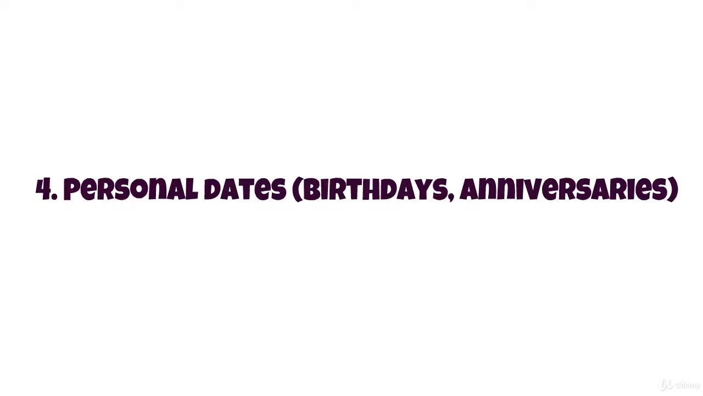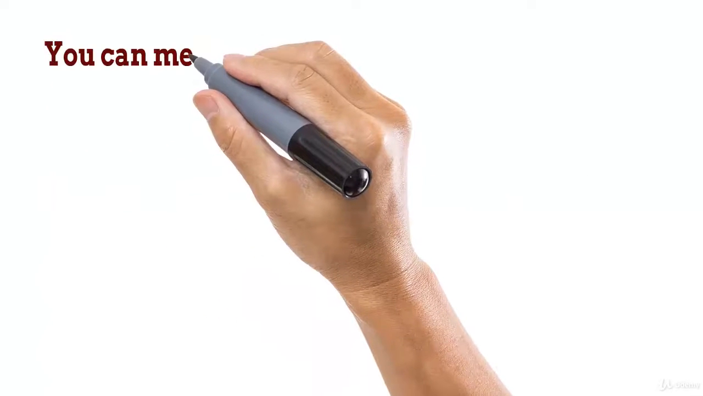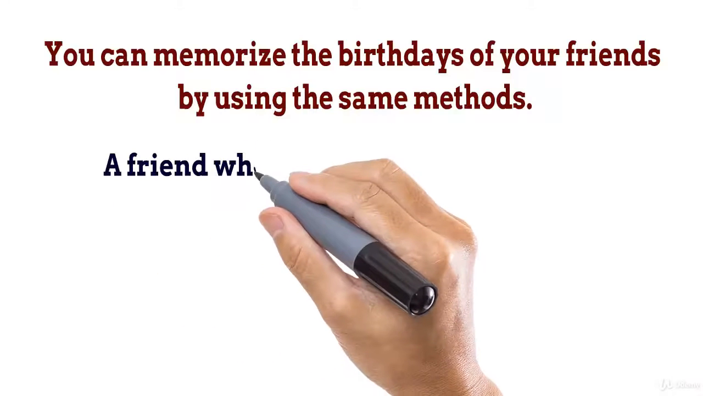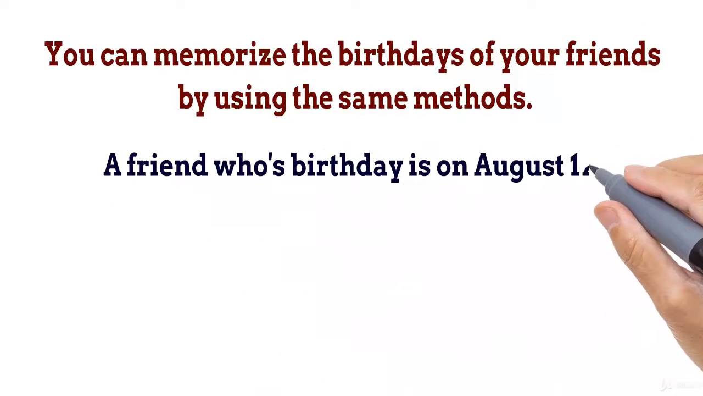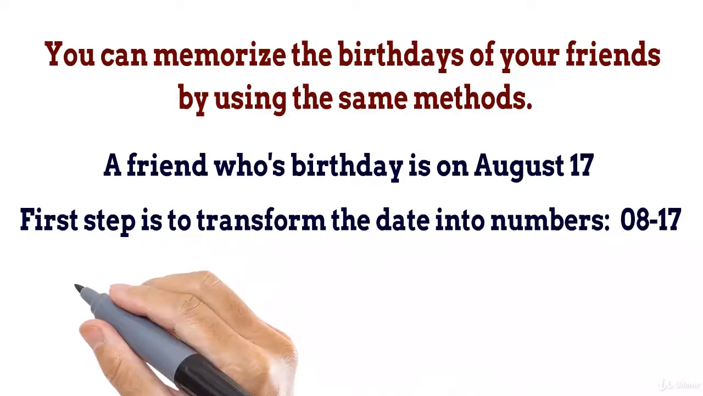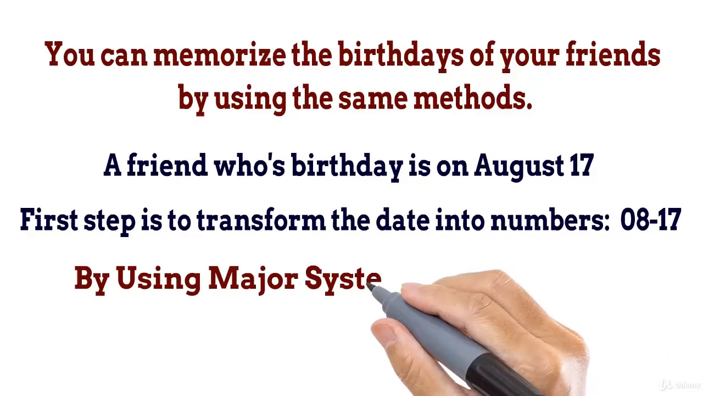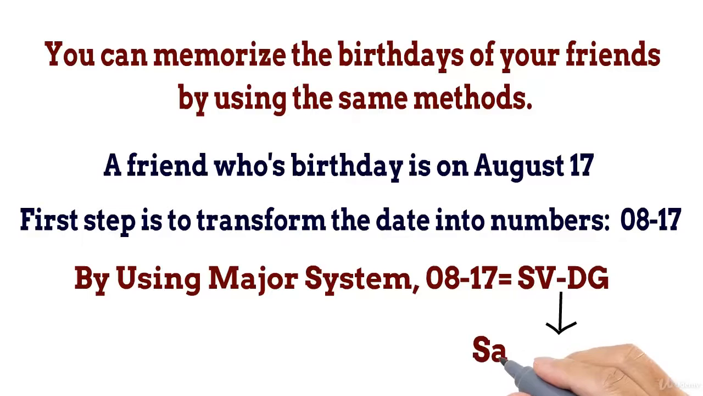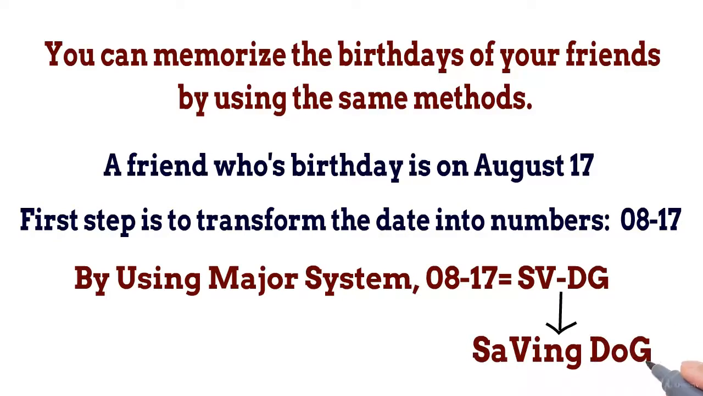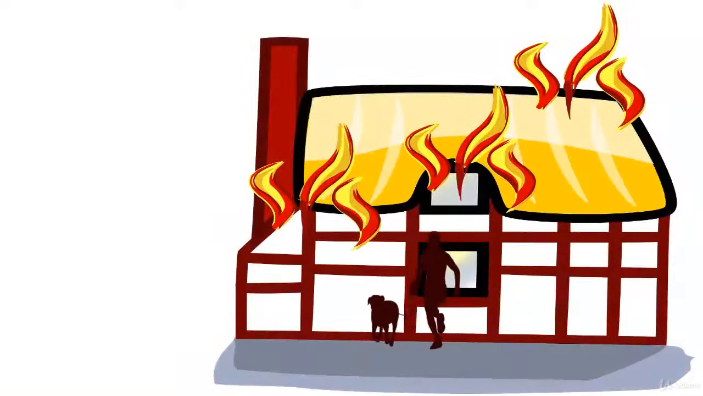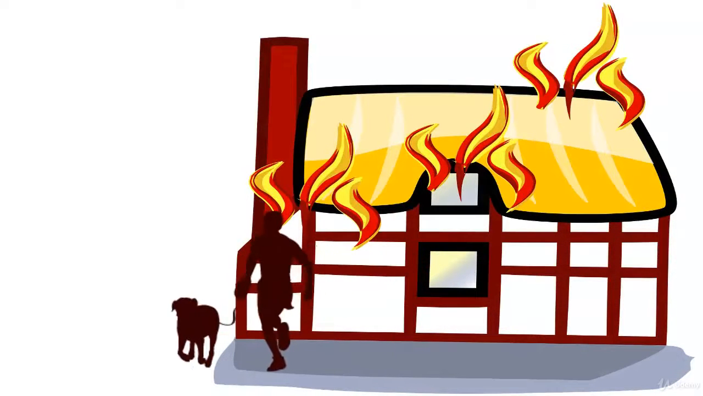You can memorize the birthdays of your friends by using the same methods. Let's say that you have a friend whose birthday is on August 17th. First step is to transform the date into numbers. For example, by using the major system, this date becomes SVDG, saving a dog. Imagine your friend saving a dog from a house fire, and you will never forget his birthday.